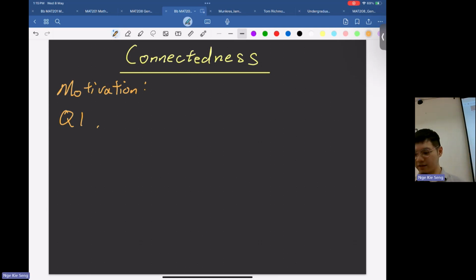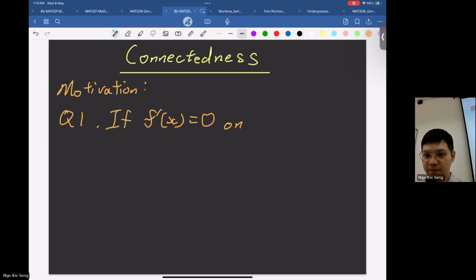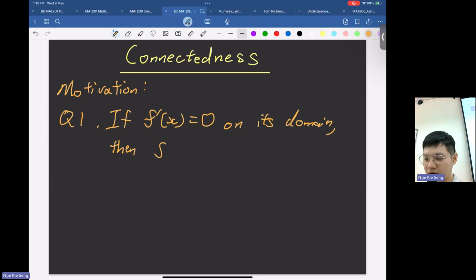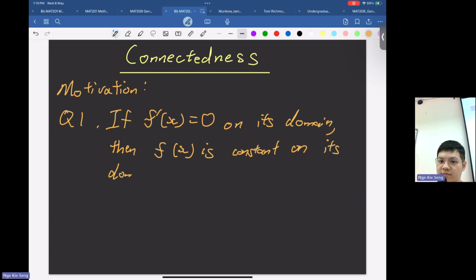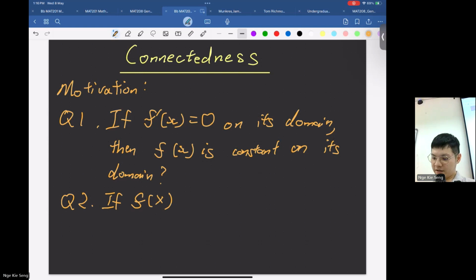Okay, so let's start with motivation first before we introduce connectedness. So let's say f prime equals zero on its domain. Is it true that your f is constant in the domain? Okay, so this is the first question you can think about. If the derivative is zero, is it constant on the whole domain? Second question, f(x) is continuous on the domain.